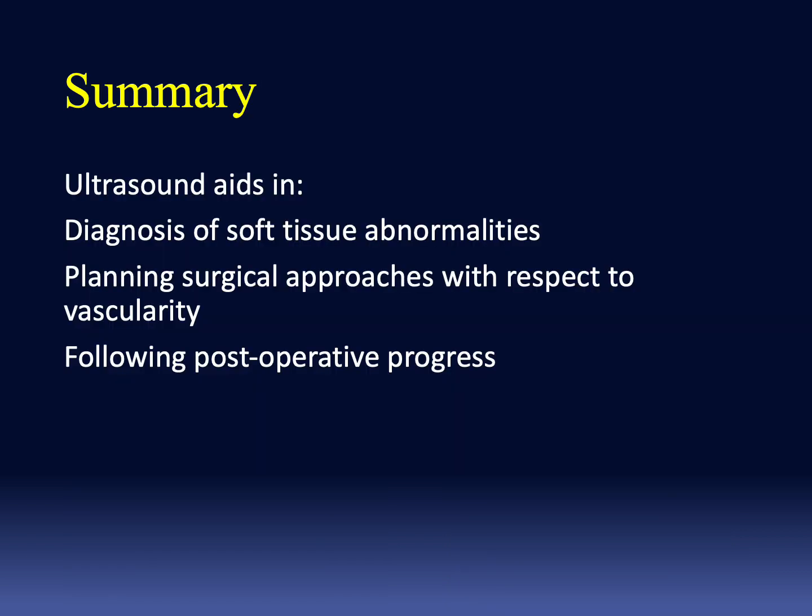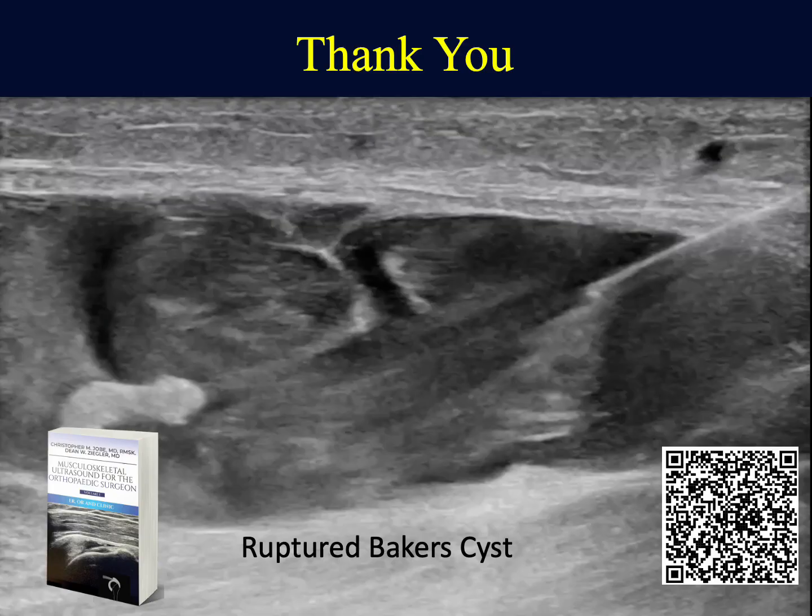So in summary, ultrasound aids in the diagnosis of soft tissue abnormalities. It helps with planning surgical approaches with respect to vascularity. If you look in the children's chapter, and particularly the spine section, you can see ultrasound being used to design flaps for closing myelomeningocele. And ultrasound is useful in following the post-op progress of a soft tissue abnormality.